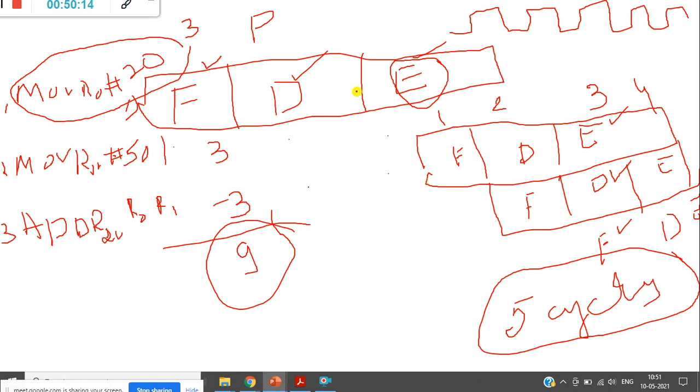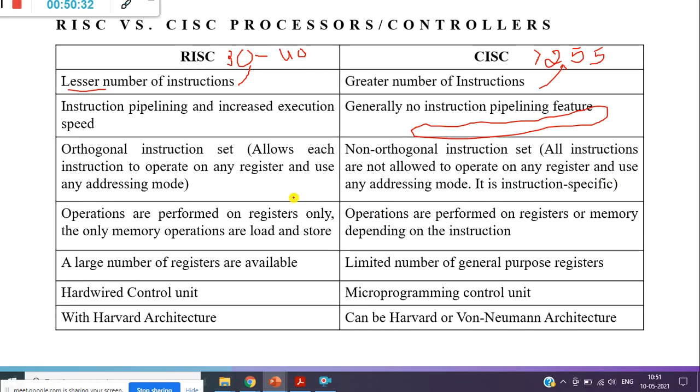Pipelined architecture means what? Fetch, decode, execute, fetch, decode, execute. These are the fundamental stages for executing the instruction of any processor, and this can be done at the pipelining stage. So that's where we say that in a RISC architecture, pipelining is allowed. Due to pipelining, the speed is going to be increased. Whereas in case of CISC architecture, this feature is not present.